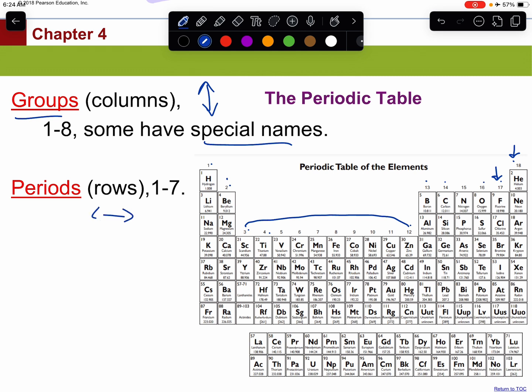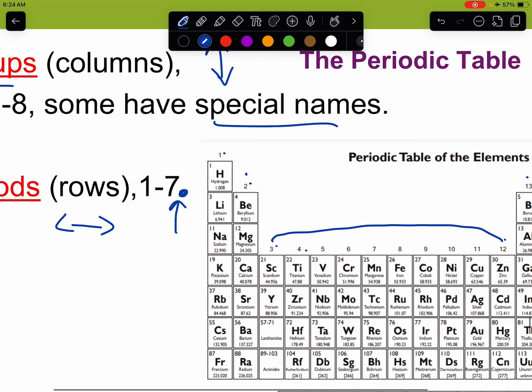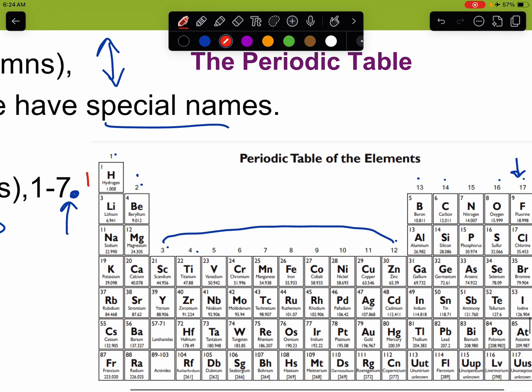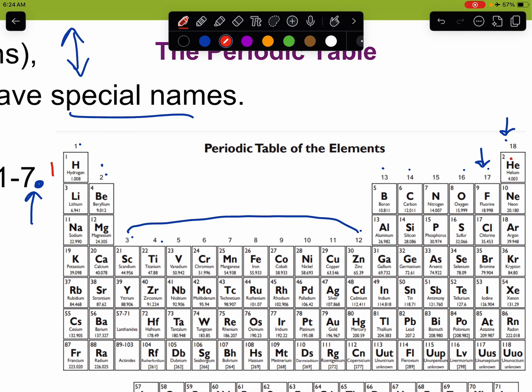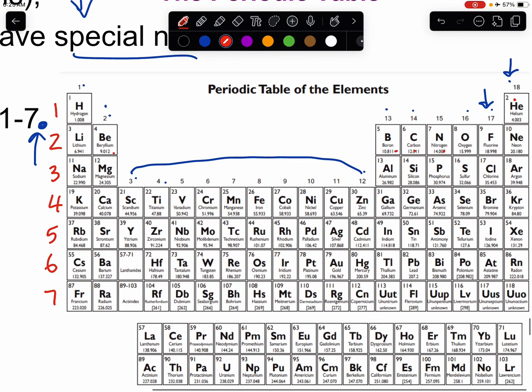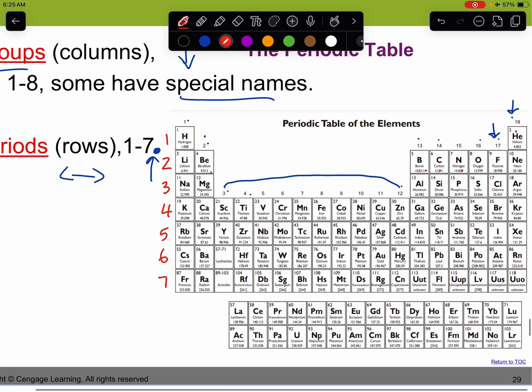Periods are horizontal. And let me give you a memory trick. Periods are at the end of a sentence. Sentences are horizontal. You write sentences horizontal. So just a nice little trick. So let's go ahead and write the period numbers. Number 1 is hydrogen, and it goes across to helium as well. 2 is lithium, beryllium, all the way over to boron and carbon, so it goes all the way across. 3, 4, 5, 6, 7.